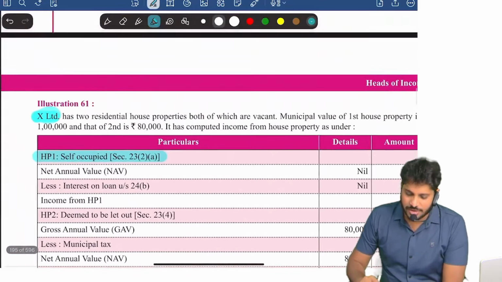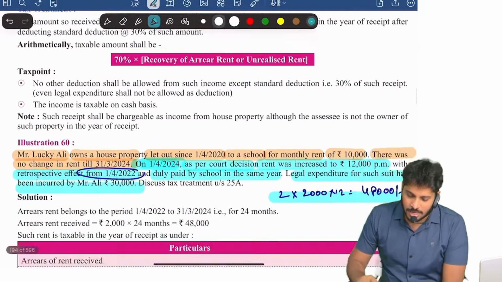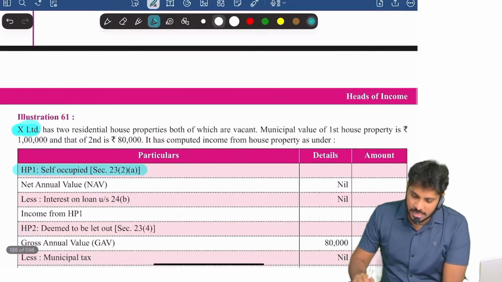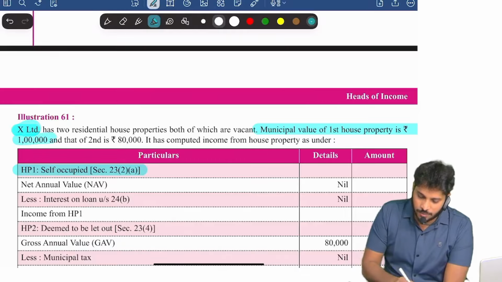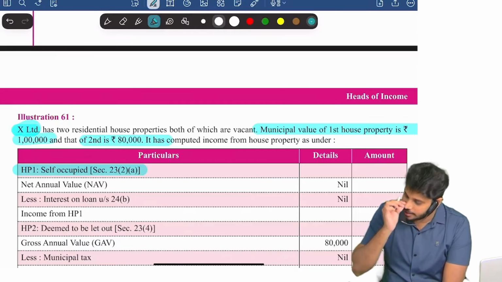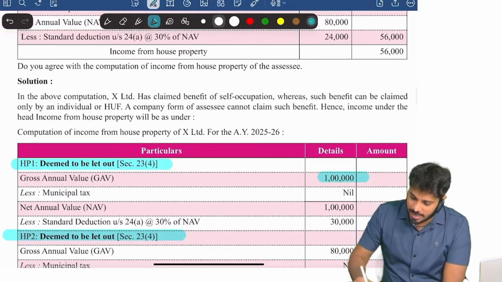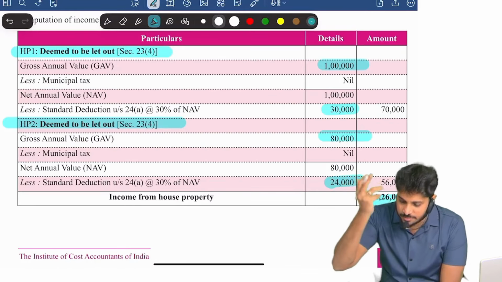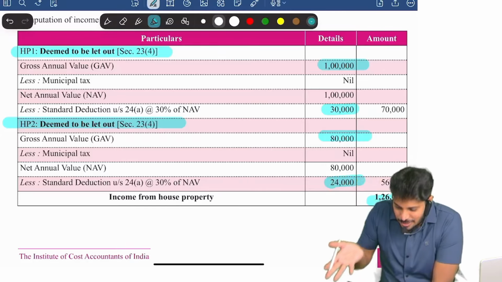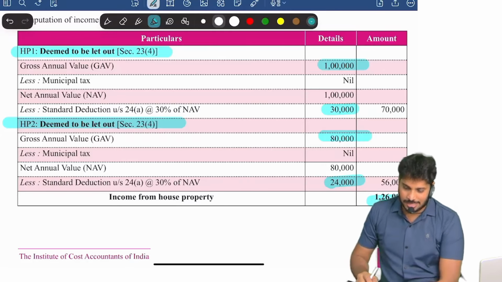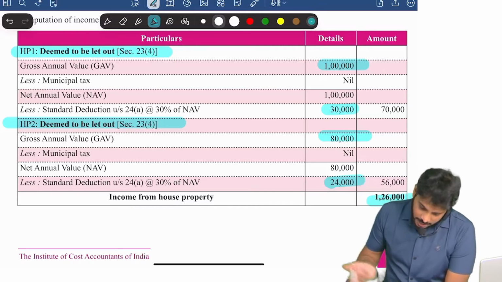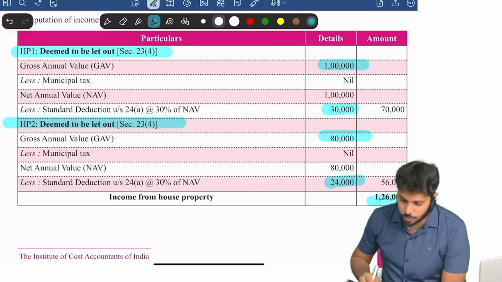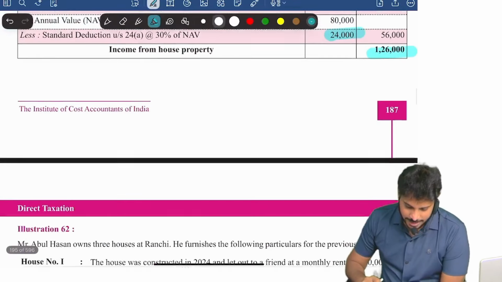So when you cannot claim SOP, when you cannot claim NAV is equal to 0, both are treated as DLOP, then automatically municipal value 1 lakh is GAV, for house 2 it is 80,000. So 1 lakh 80, minus 30%, automatically you will get the answer. 1 lakh 80 minus 30% is equal to 126. Correct? Yeah, correct only. That's it. Easy, no?